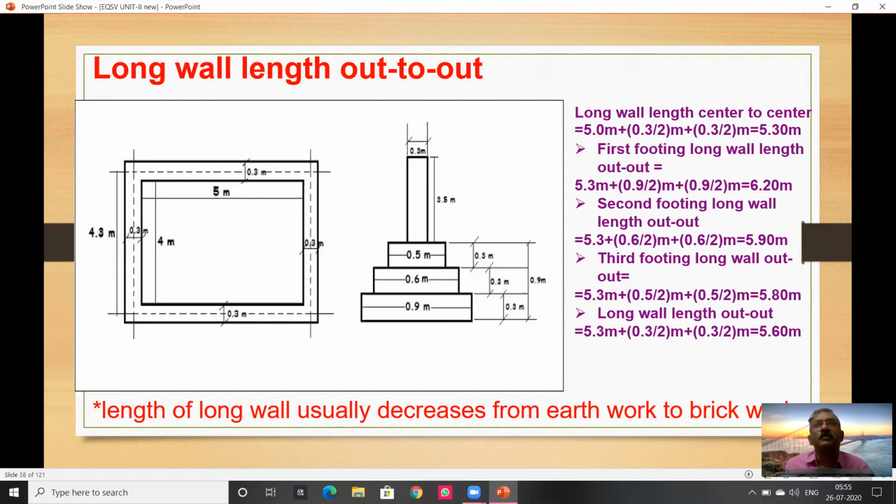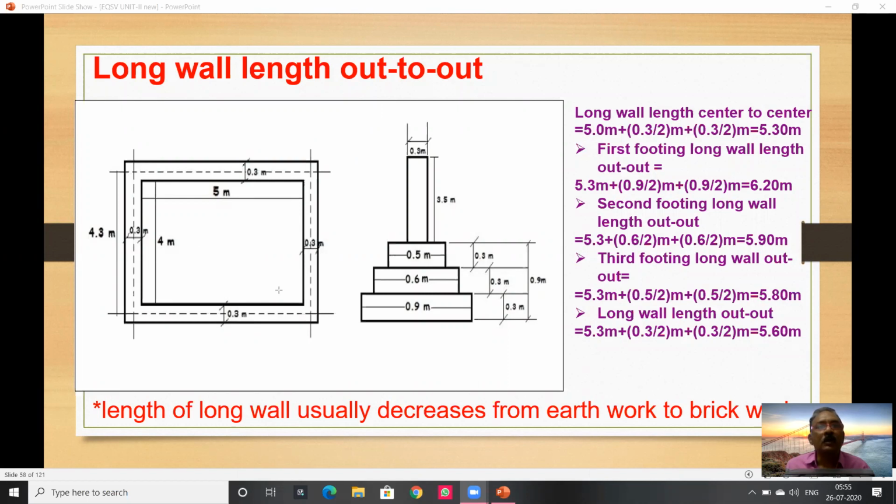Observe carefully and listen. First of all, you know the basic principle, the basic concept of the long wall, short wall method or separate wall method. We have to find the center to center length of your room, the center to center length of your long wall. Here, in this figure, the room size is 5.0 meters by 4.0 meters.